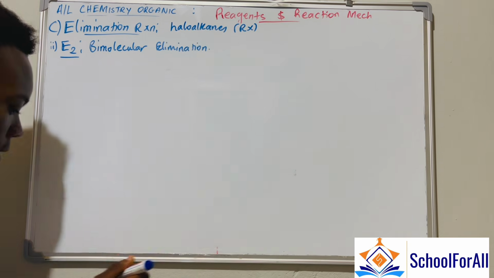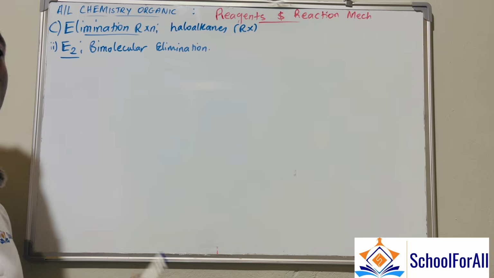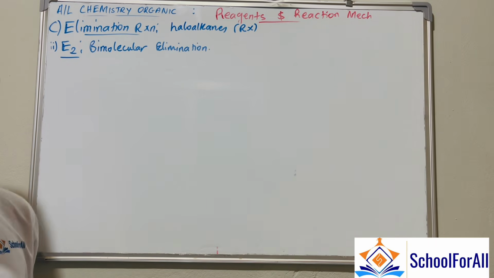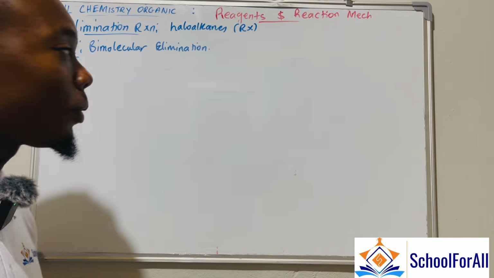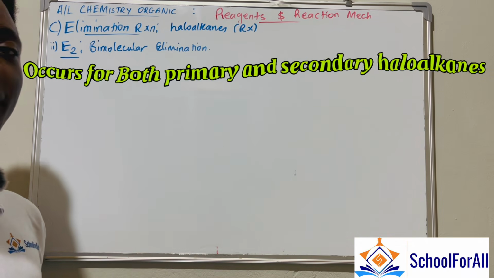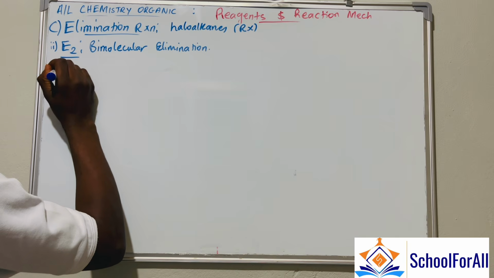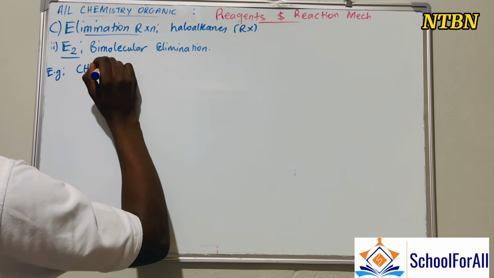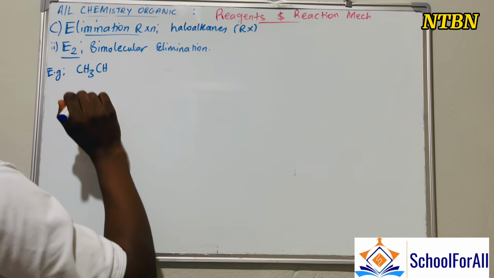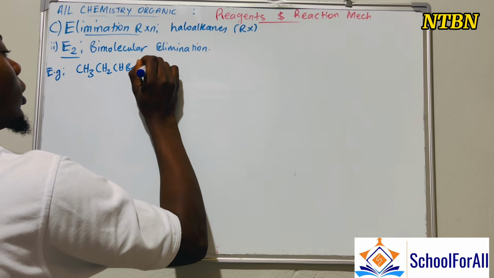So now we go into E2, that is the bimolecular elimination reaction. This bimolecular elimination reaction is close to its friend, that is SN2, bimolecular nucleophilic substitution. So here it will occur in what? A single step. There will be no formation of carbocation, and lastly it occurs for primary halogenoalkanes. So what happens here? If you have, for example, such a compound CH3, CH2, CH bromine, and CH3.